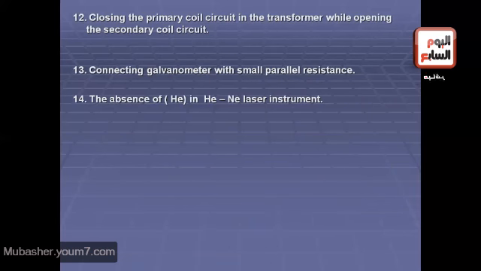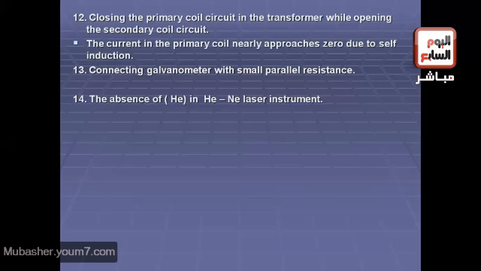Closing the primary coil circuit in the transformer while opening the secondary coil circuit. Yes, by closing the primary coil circuit and opening the secondary coil circuit, the current in the primary coil approaches zero due to self-induction. Very good, that's right. Number 13, connecting a galvanometer with a small parallel resistance. Very good. The galvanometer changes into an ammeter and measures high current intensities.